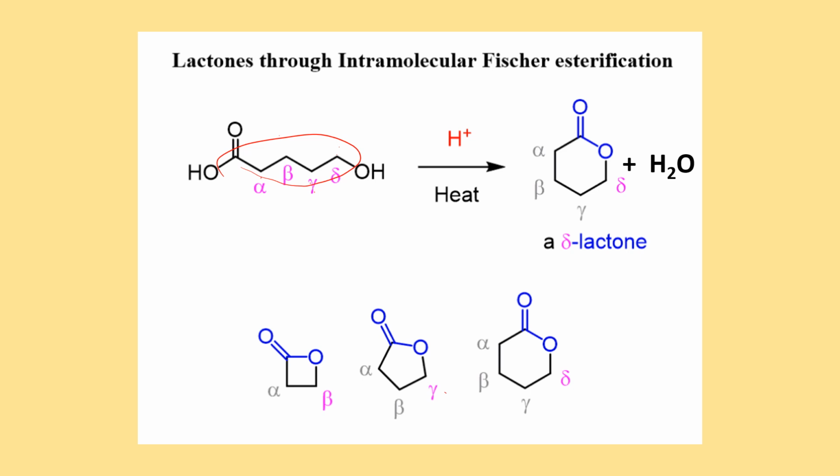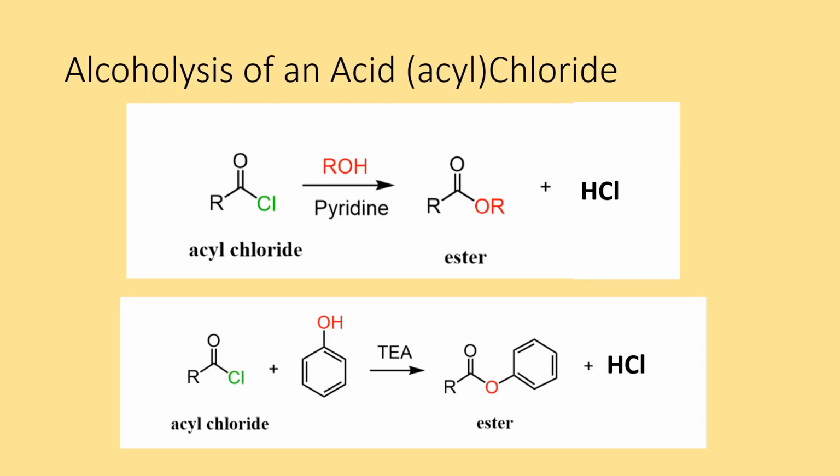That's how you can make lactones. It's really a Fischer esterification with a carboxylic acid and an alcohol, and then it rings up to make a lactone. The last reaction in this PowerPoint to make an ester is alcoholysis of an acid chloride. It's C double bond O, and this used to be an OH, but if it has a Cl there, it's called an acyl chloride. Sometimes that's called an acid chloride.